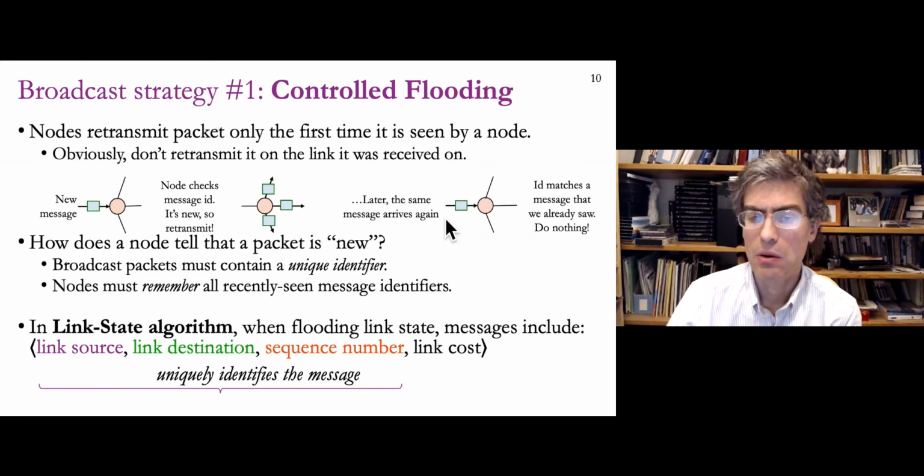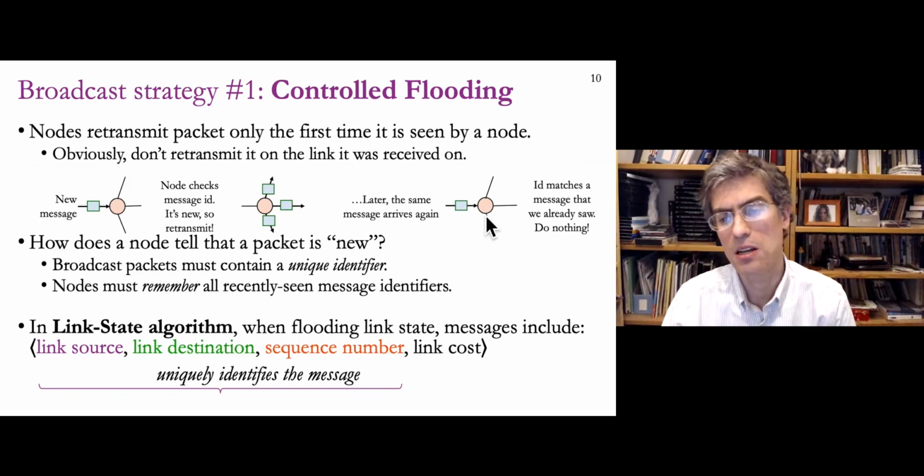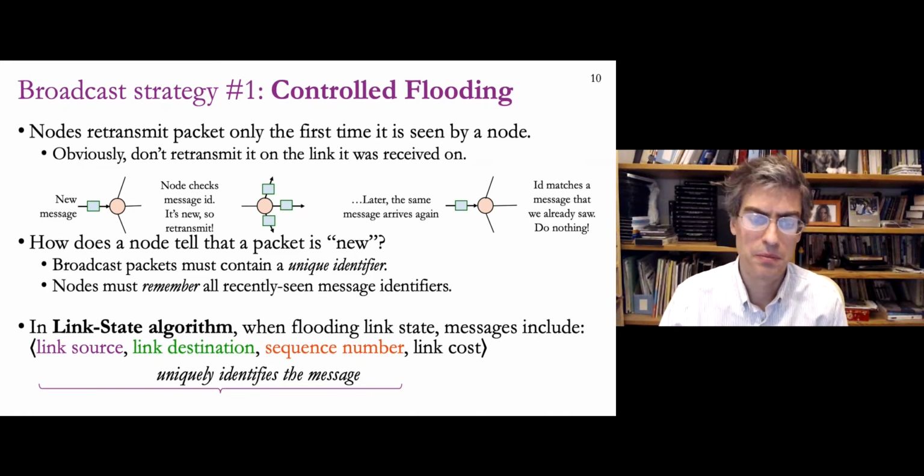And the way we do that is by having a unique identifier on every message and by remembering all the recently received messages. So we have to have some memory, some storage, some state on these nodes where we have a record of what messages we received recently so we don't retransmit, okay?